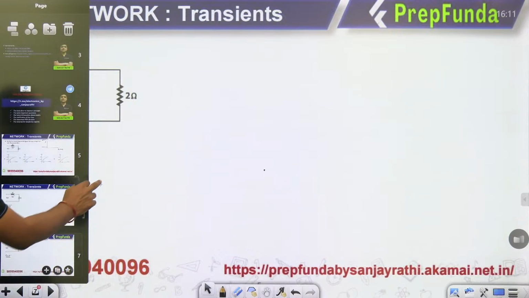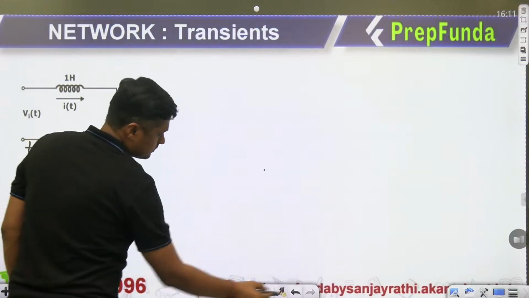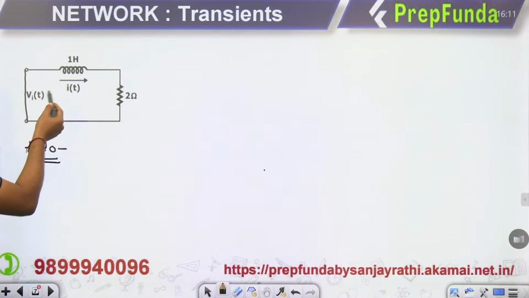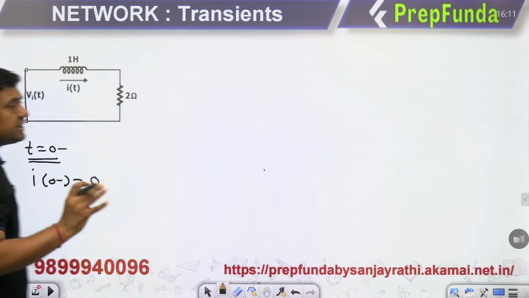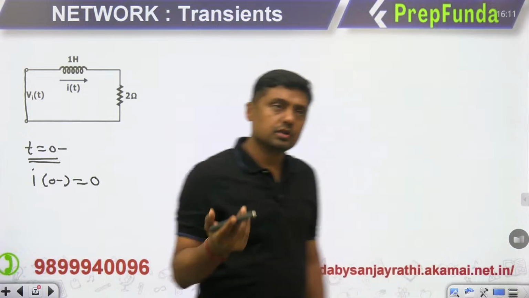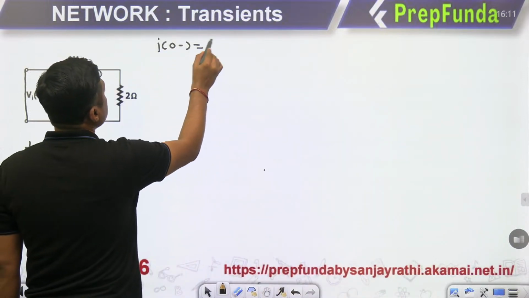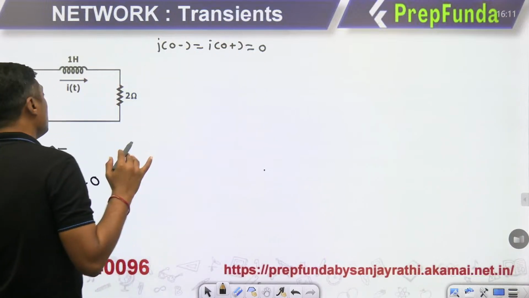So one by one I am going to solve. This is 0 because there is no voltage. So what is the current here? 0. Initially it is an unenergized circuit. Inductor does not allow sudden change of current, and that's why i(0 negative) is equal to i(0 positive) is equal to 0. So the current will not change suddenly.